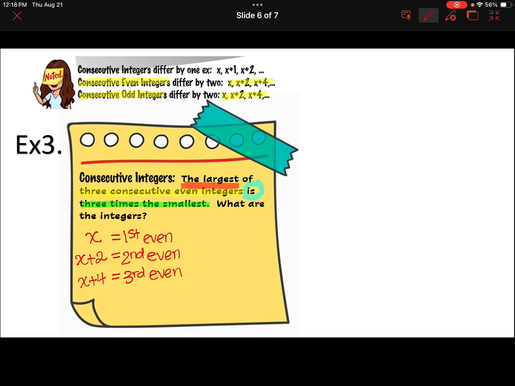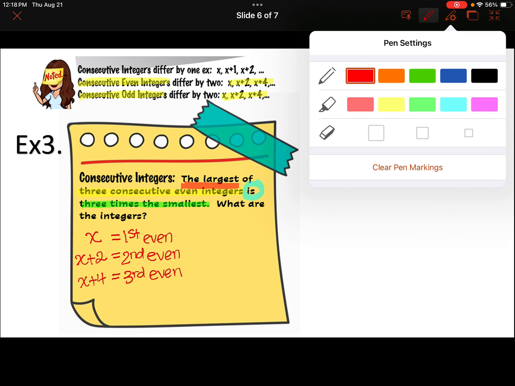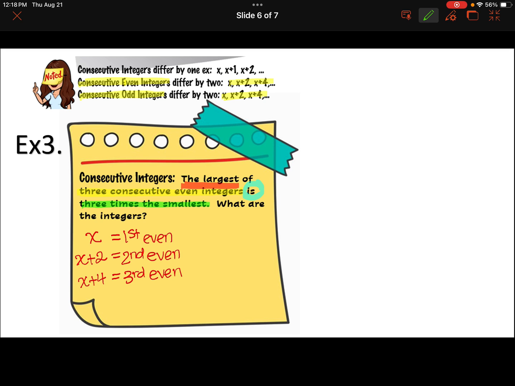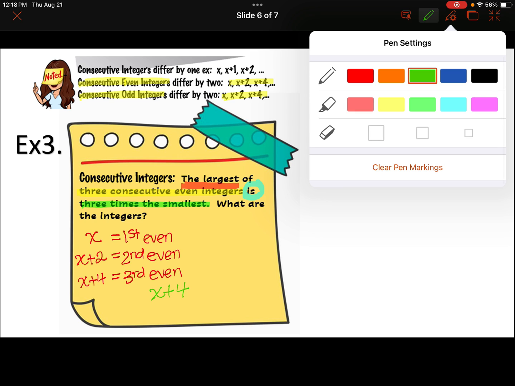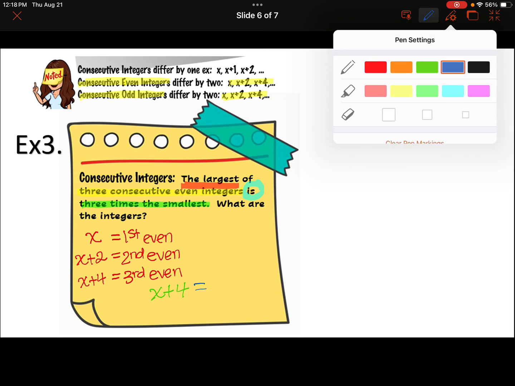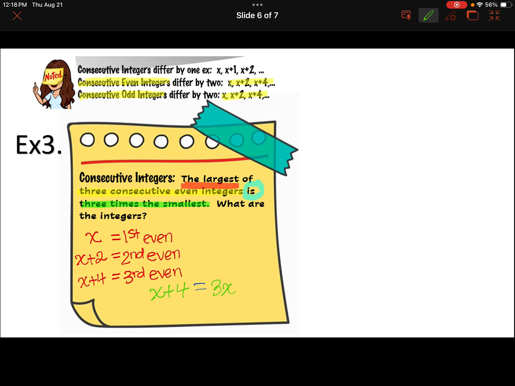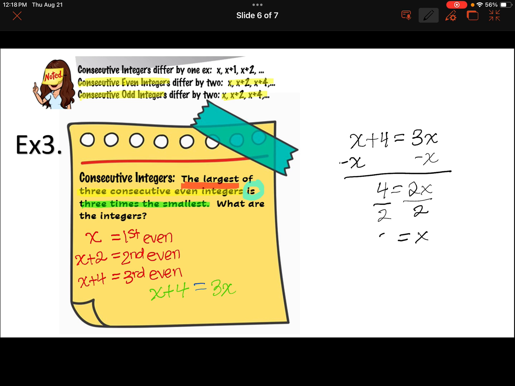Now it says the largest, so I'm ready to write my equation. The largest is x plus 4. Is means equals 3 times the smallest, and 3 times the smallest would be 3x. Now I'm going to solve. x plus 4 equals 3x, subtract x. 4 equals 2x, divide by 2. x equals 2. So, final answer, the numbers are 2, 4, and 6. Those are 3 even numbers.